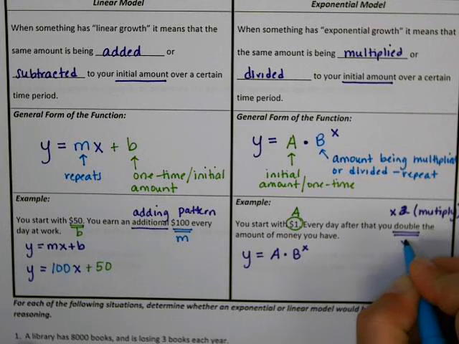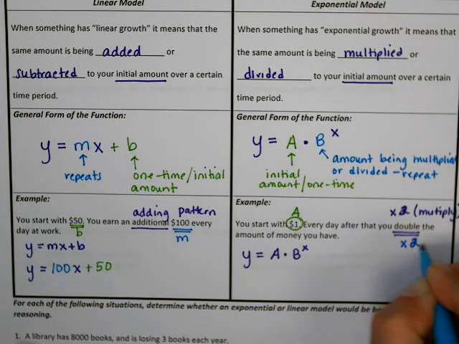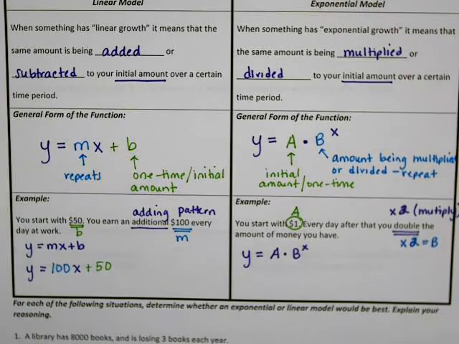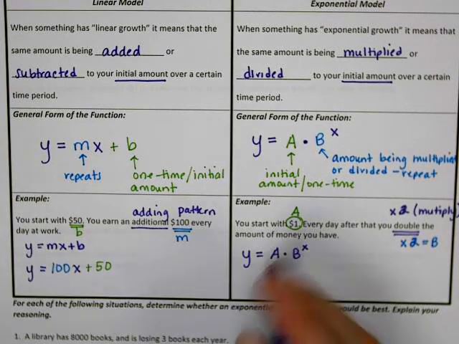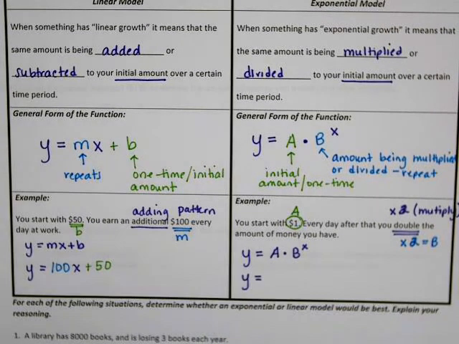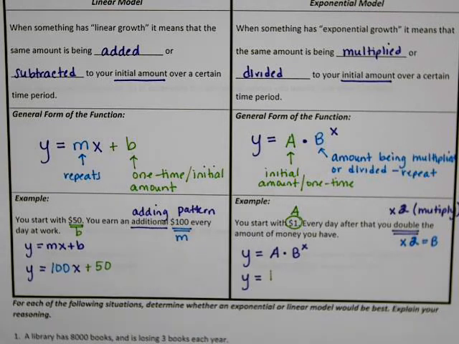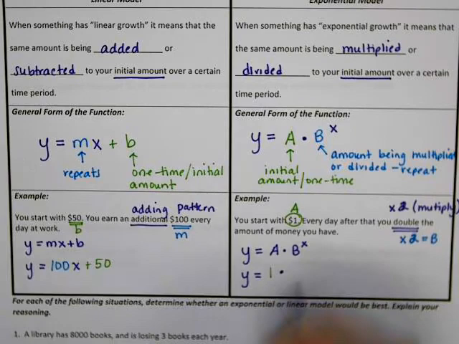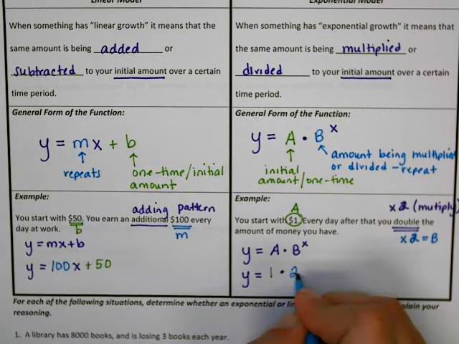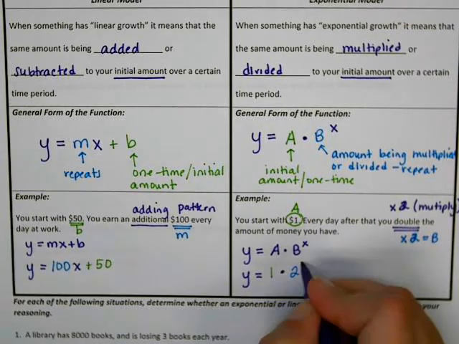So because we're multiplying or dividing by 2 this time, b would be 2. When I fill that into my problem, I would have y equals 1 times 2 to the x power.